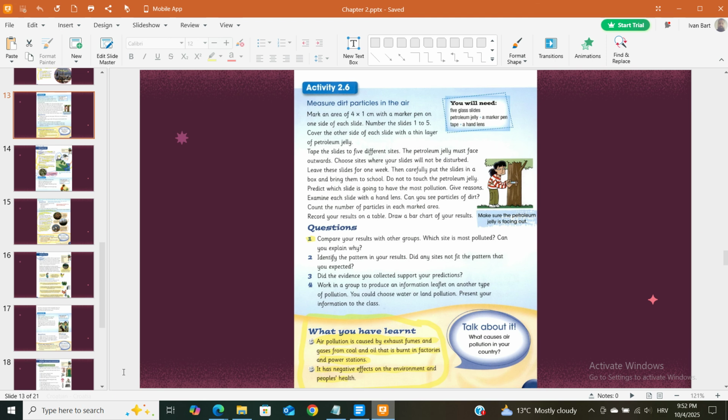Identify the pattern in your results. Did any sites not fit the pattern that you expected? 3. Did the evidence you collected support your predictions? 4. Work in a group to produce an information leaflet on another type of pollution. You could choose water or land pollution. Present your information to the class.